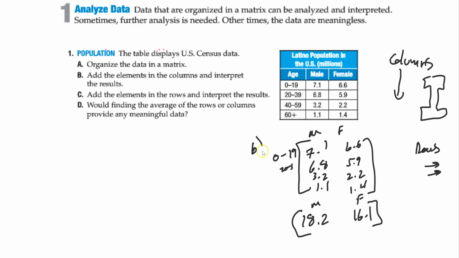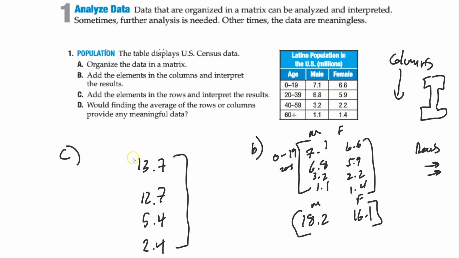So that's B. C wants to add elements in rows, so we add the rows together. So 7.1 plus 6.8, I get 13.7, then 12.7, and adding these up I get 5.4 and 2.4. So when I add up the rows, I get this set of numbers. What is this? These are all the people between certain ages: between 0 and 19, between 20 and 39, 40 and 59, and 60 plus. So that's the total amount of people in each age group.